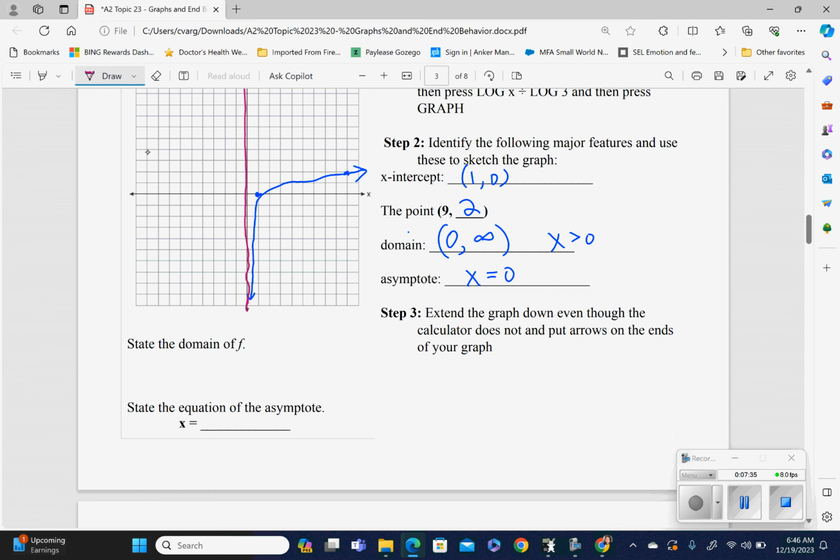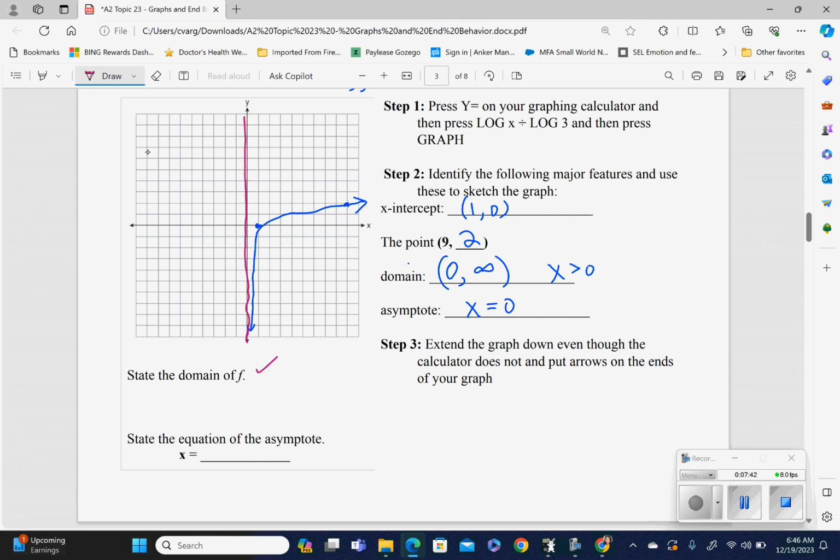Extend the graph down even though the calculator does not, right? So you want to put arrows at the end of it, so we did that. So state the domain, we did that part, and state the equation of the asymptote. x equals 0 is going to be our equation of the asymptote.